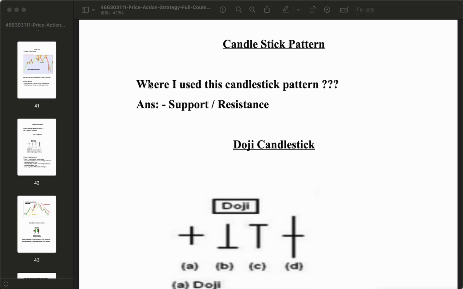Today is the last episode of the price action strategy series, and we're going to look at the Doji candlestick and other patterns. So let's begin.